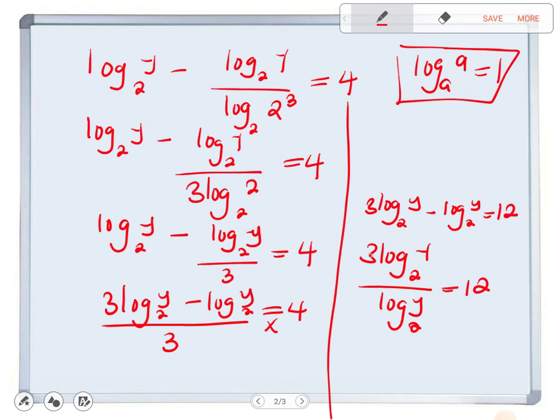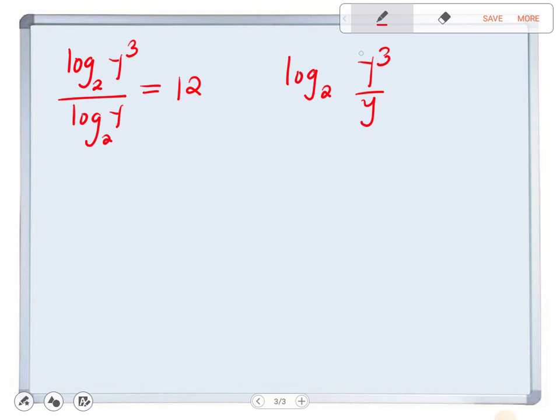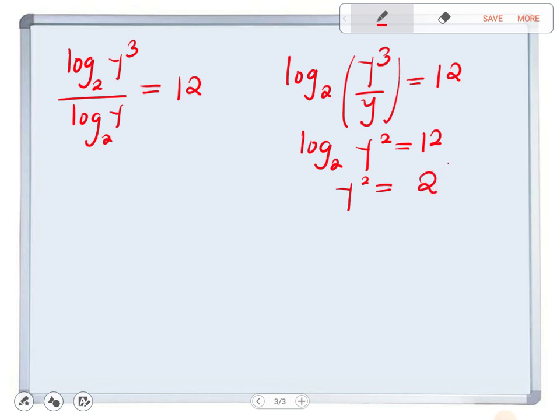Now, this power can go back there the same way it was in the beginning. That means we can have log base 2 of y to the power 3 over log base 2 of y is equal to 12. Now, because these are the same bases, we can just write log base 2 of y to the power 3 over y, because the base is common, equal to 12. Now we can express this in index form. So we end up having log base 2 of y squared is equal to 12. So we say y squared is equal to 2 to the power 12.